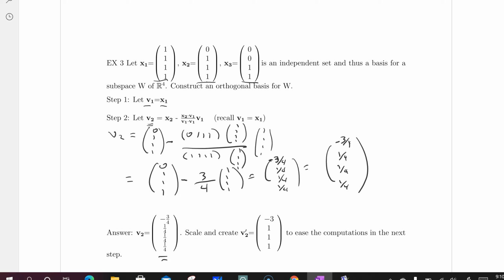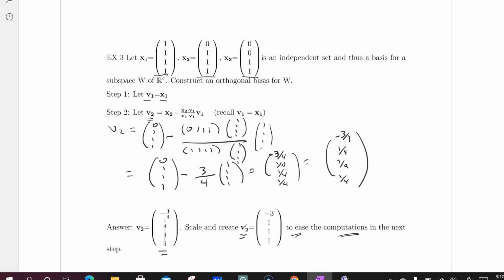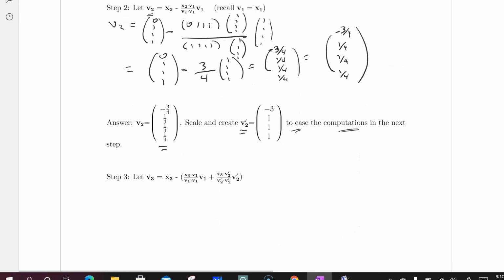Since this is a vector that I'm creating for my basis, these are basis vectors. Remember, with basis vectors we're going to be taking linear combinations of these things, and they'll span and be linearly independent. I can create V2 prime, which is multiplying this by 4. This is just to make the computations easier as I move forward. Here we go. So now here comes the tricky part.